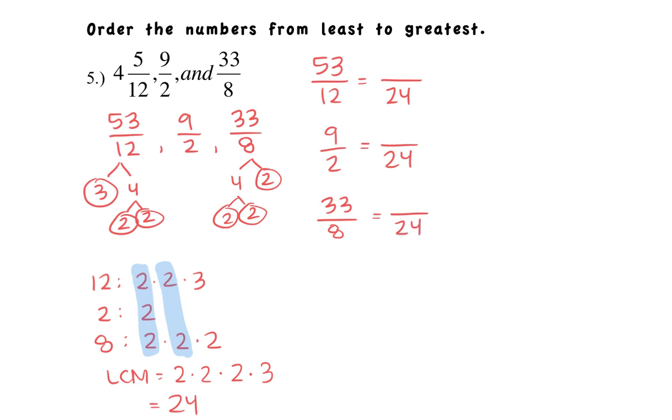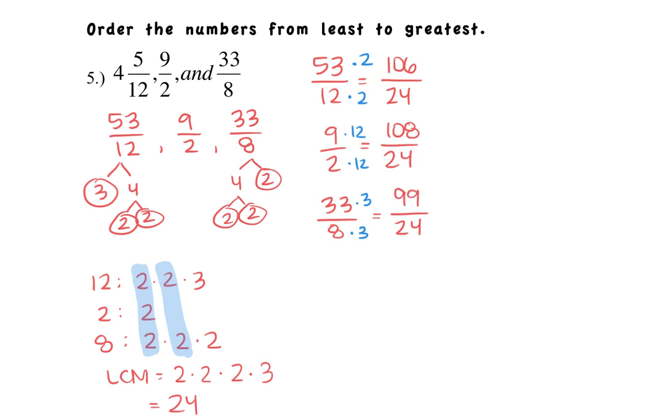All right, so in that first one, I see that I can multiply the top and bottom by 2. In the second one, I'm going to multiply the top and bottom by 12. And in the last one, I'm going to multiply the top and bottom by 3. Okay, so 53 times 2 is 106. 9 times 12 is 108. And then 33 times 3 is 99.